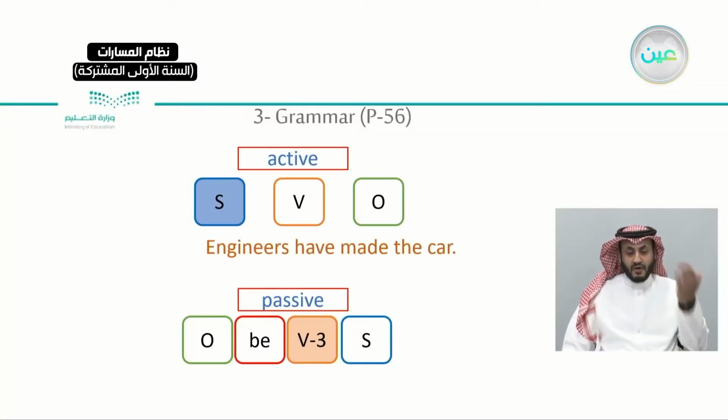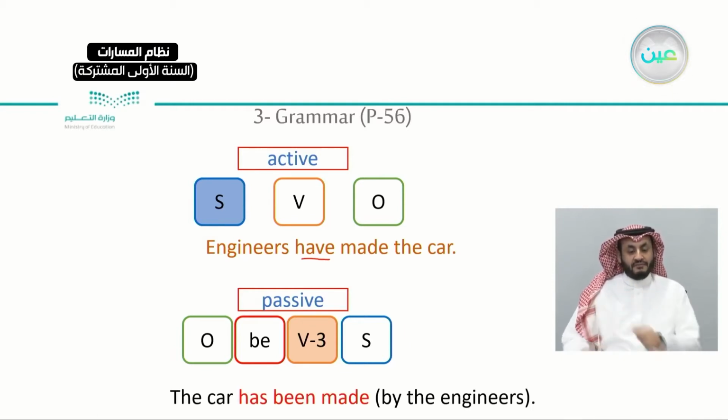How about if I have a sentence in the present perfect tense? Engineers have made the car. Engineers have made, have in here. So I will start with the object. I will say, the car has been made by the engineers. The car, that's why I will use has, not have, then been made. So notice the verb, then present, past, future, or present perfect. Then you can change the tense of the passive.